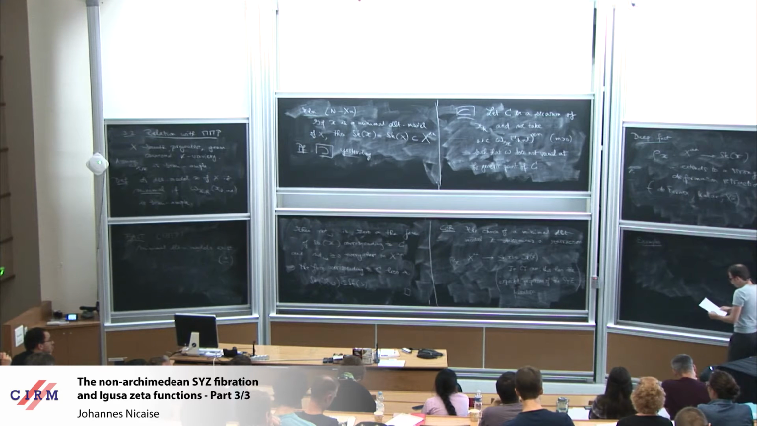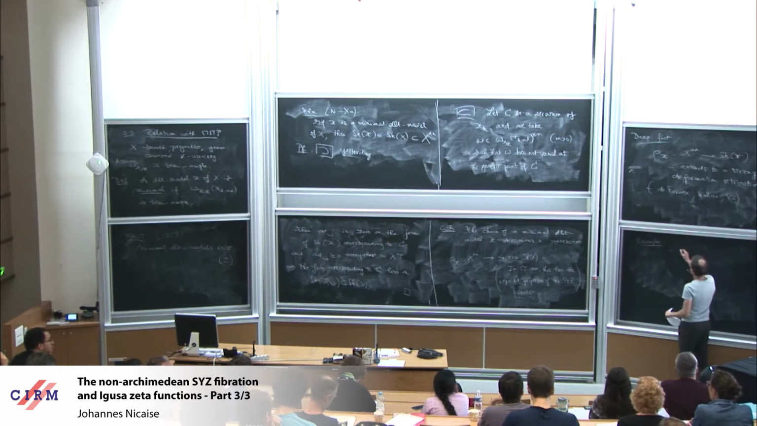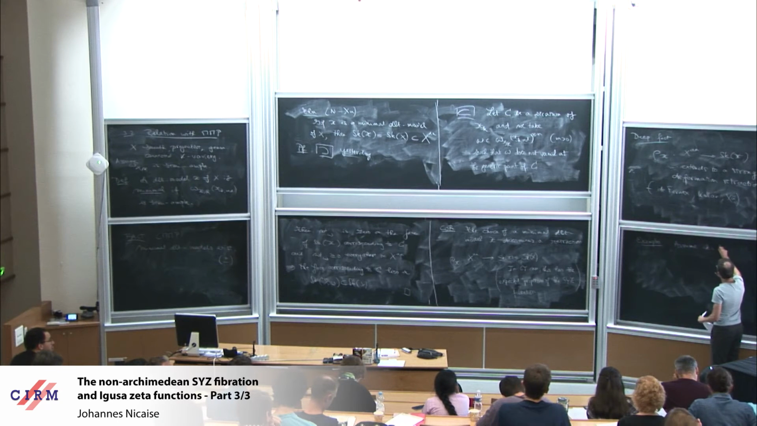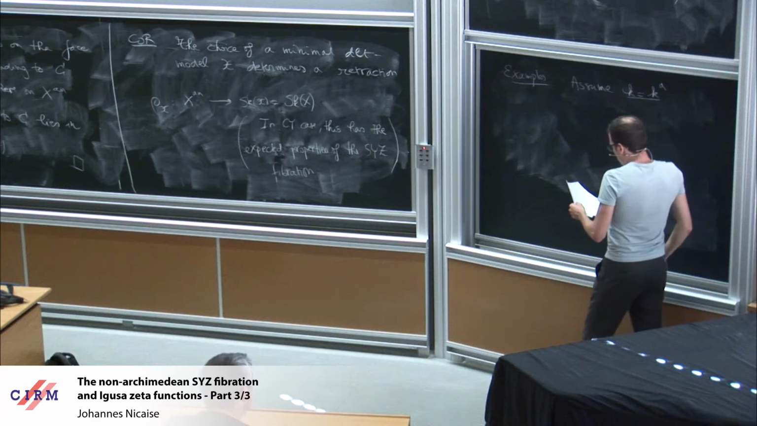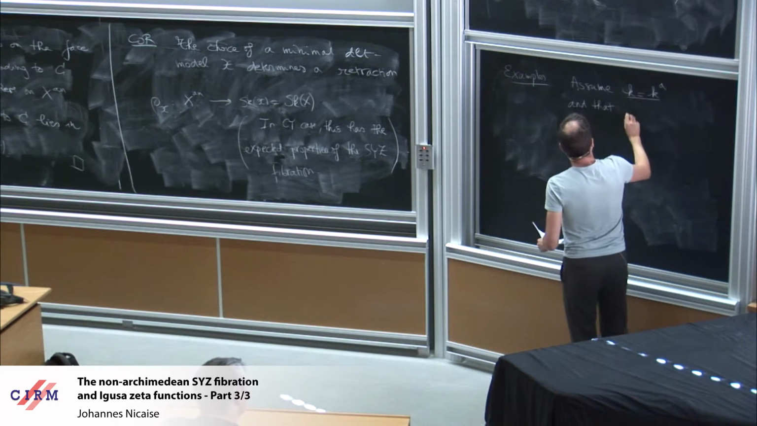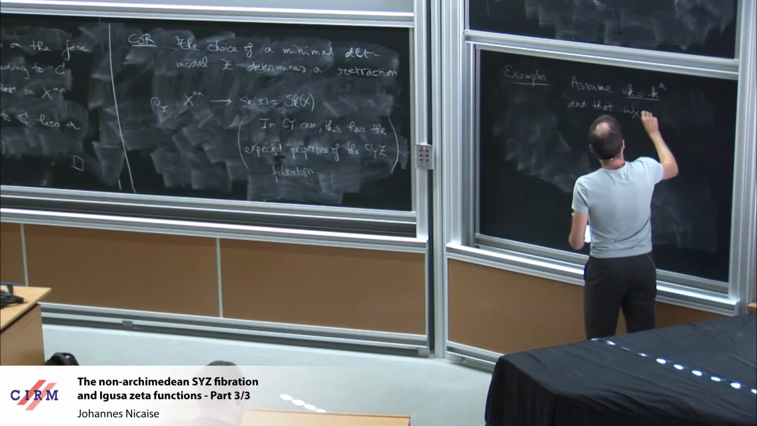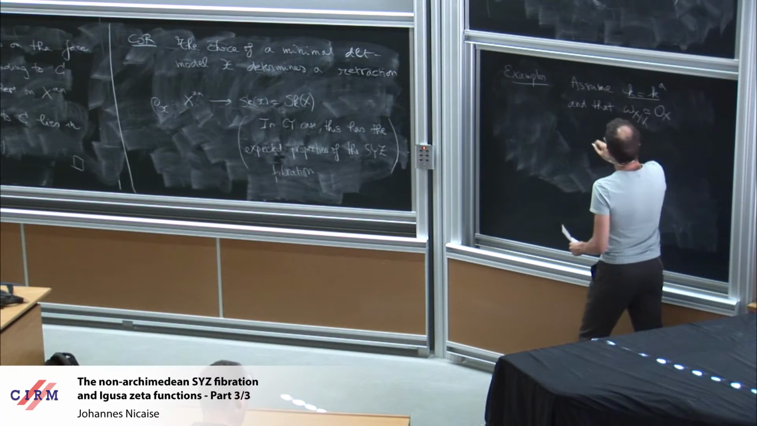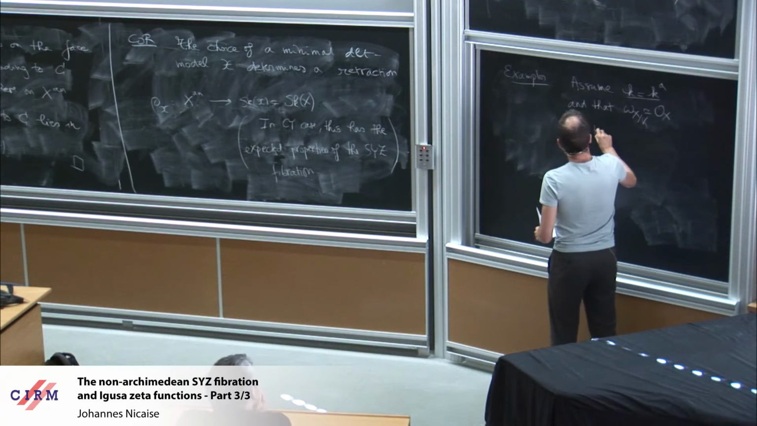So let's look at a couple of examples. So assume that the residue field is algebraically closed, that our canonical line bundle on X is trivial, and that X has semi-stable reduction.